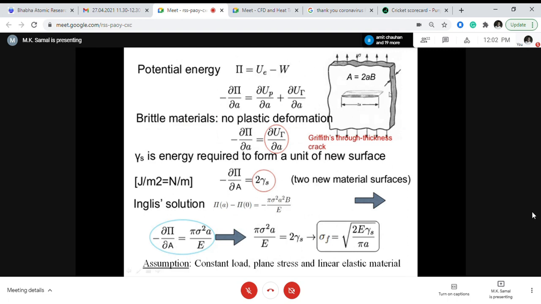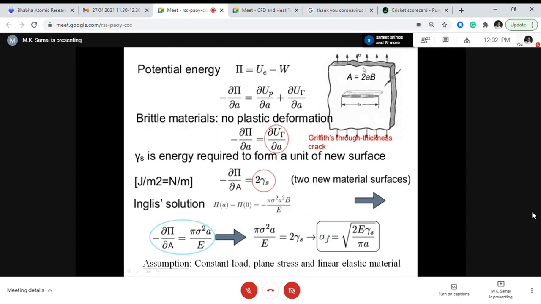So geometry: I take an infinite body with a central crack of length 2a. This is a sharp crack, and thickness is B, okay. And you can say you are applying remote stress sigma, okay. So I want to know at what value of remote stress, that is called nominal stress or remote stress sigma, the crack will propagate. Okay.